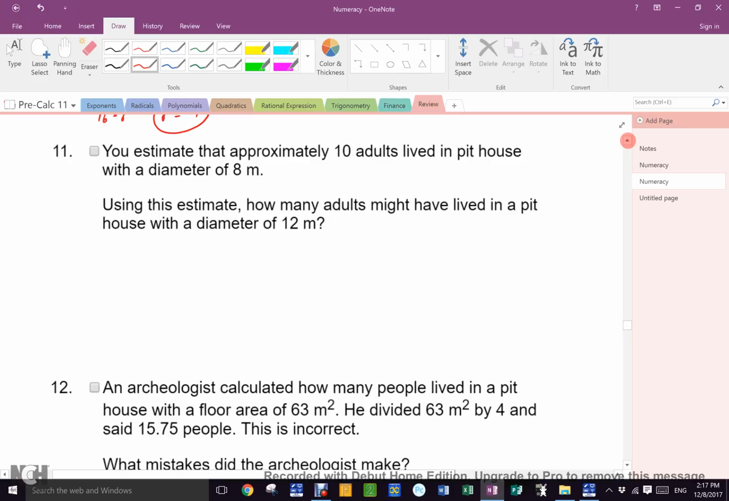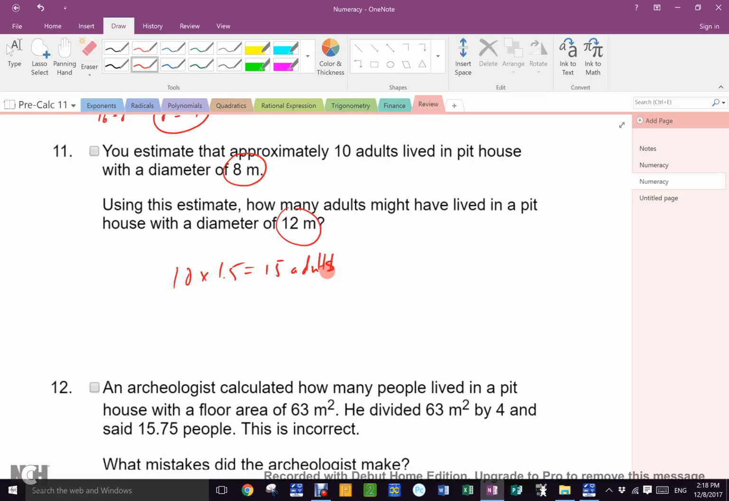All right. Go. How many of you did this? I'm betting a great many of you. 8 meters, 10 adults. Well, 12 is 1.5 times 8, so it must be 10 times 1.5, so it must be 15 adults. How many of you said that? Please put your hands up, because a great many of you said that. Be honest.